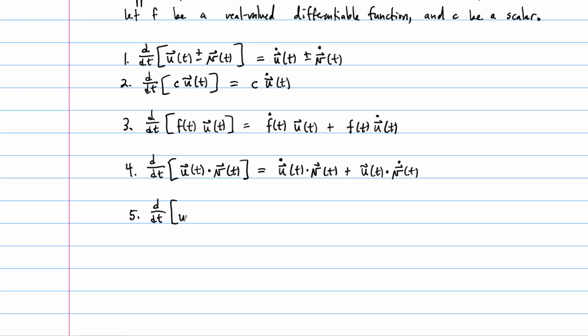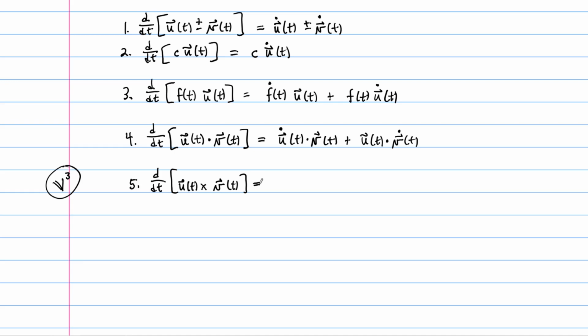So I'll write this out. u of t cross product with v of t. But the only way that this makes sense for the cross product is if these are three-dimensional vector functions, right? So if it's V3. I'll just write it in the margin over here. So these ones are for V3 only, right? But the rule's exactly the same.